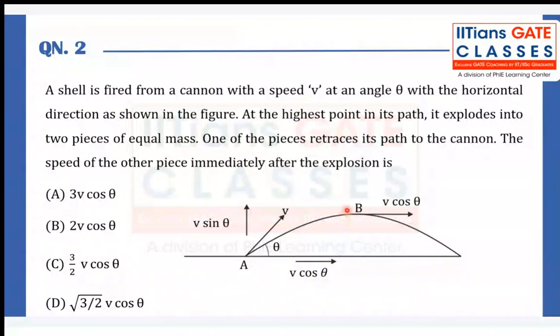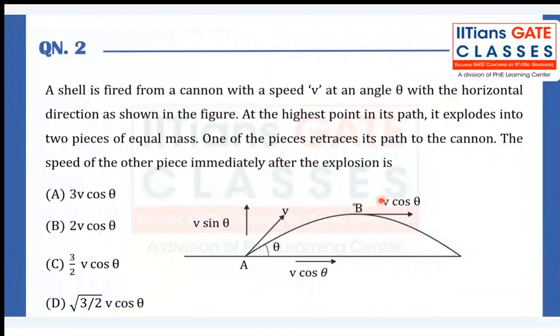At the highest point in its path, it explodes into 2 pieces of equal masses. One of the pieces traces its path back to the cannon. So one piece is coming back to the cannon from which we have fired it. The speed of the other piece immediately after the explosion is what they are asking us. At point B, P is the topmost point.